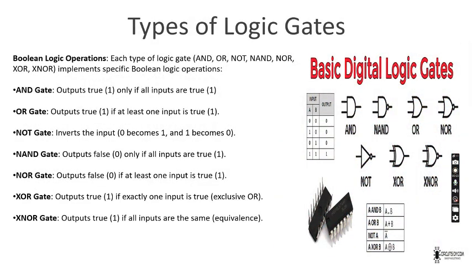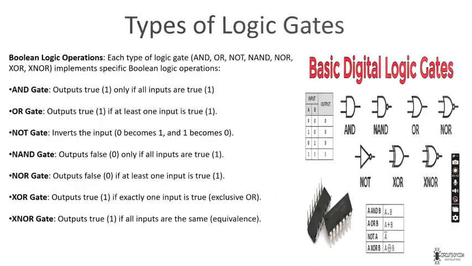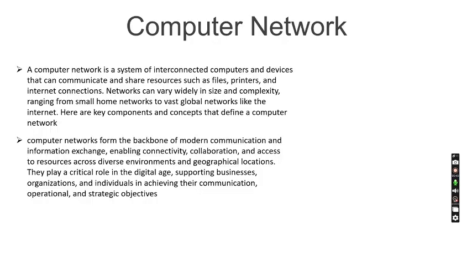Types of logic gates. Boolean logic operations. Each type of logic gate implements specific Boolean logic operations. AND gate, OR gate, NOT gate, NAND gate, NOR gate, XOR gate, XNOR gate. You can see here the examples of this. A computer network is a system of interconnected computers and devices that can communicate and share resources such as files, printers, and internet connections. This is a computer network, for example.